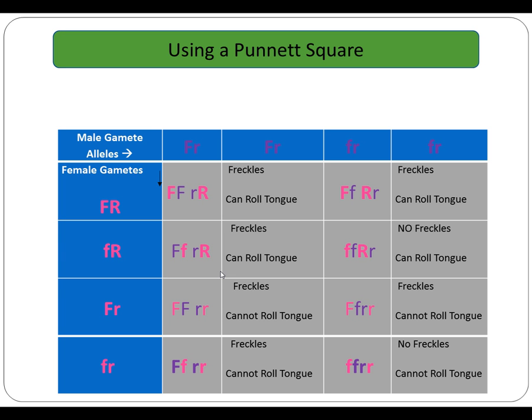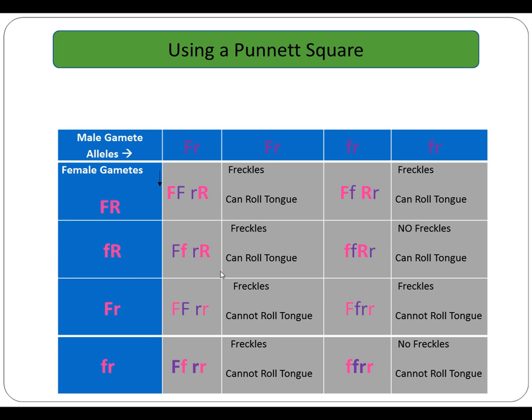What about those who have freckles? What percentage of the offspring have no freckles? How many have no freckles? 1, 2. 2 out of 8, so that's how much? 25%, a quarter of them. Yeah, 1/4. Okay, so 25% do not have freckles, so we can extrapolate that 75% would have freckles.